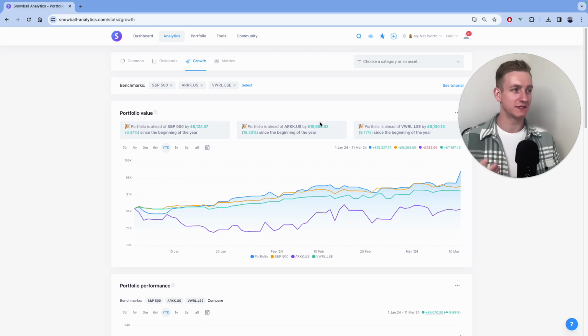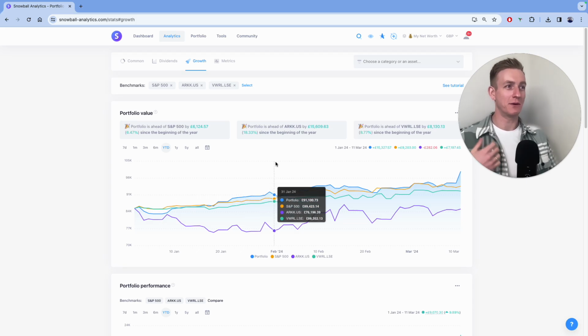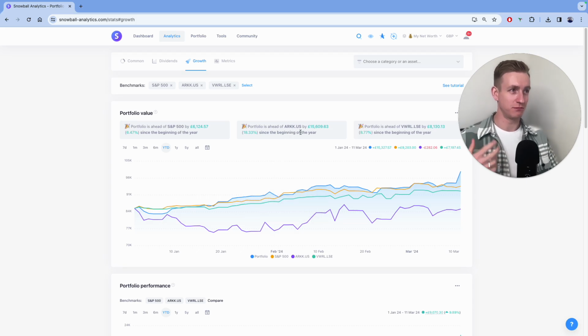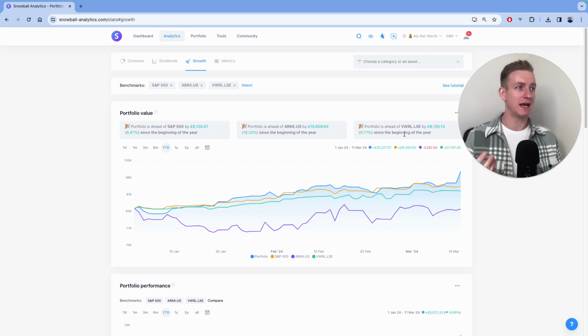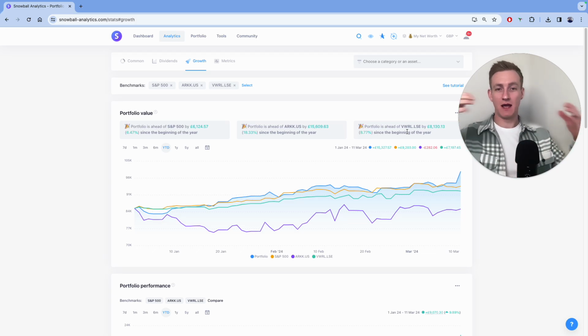I want to see my performance and how I'm comparing to the key benchmarks that I care about, such as the S&P 500, because everyone wants to know how they're doing versus the market. And when they say the market, they're talking about the S&P 500. I want to see how I'm doing against ARK, the innovation fund, because that's high volatility, high growth stocks. So I want to see how I'm doing against that, and I want to see how I'm doing against the global market because I am a global investor. I invest in stocks both in the UK, Europe, and the US. So I want to see how I'm comparing versus just putting money into a global fund, right?